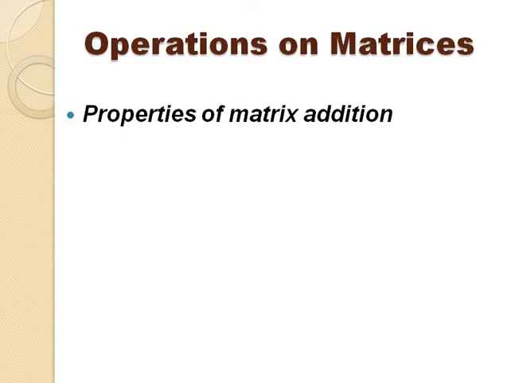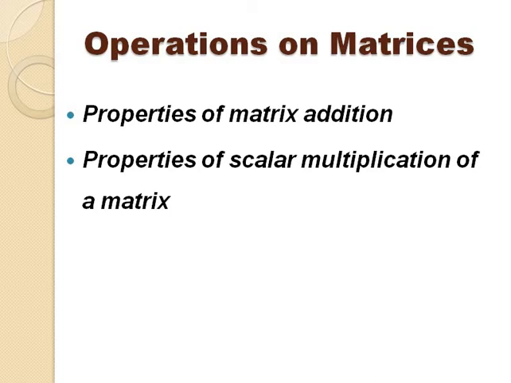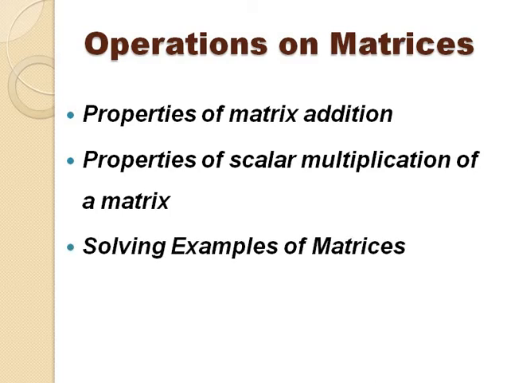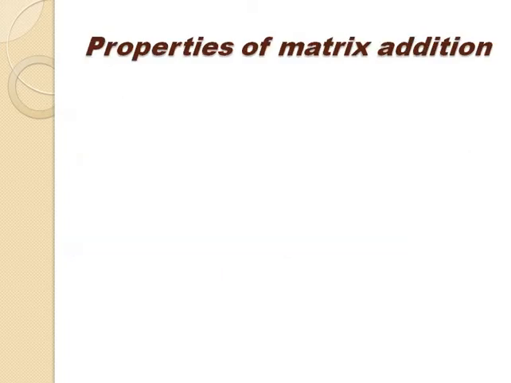The first thing is the properties of matrix addition. Second is the properties of scalar multiplication of a matrix. And we will then solve a few examples to be comfortable with the use of matrices. So first, the properties of matrix addition.